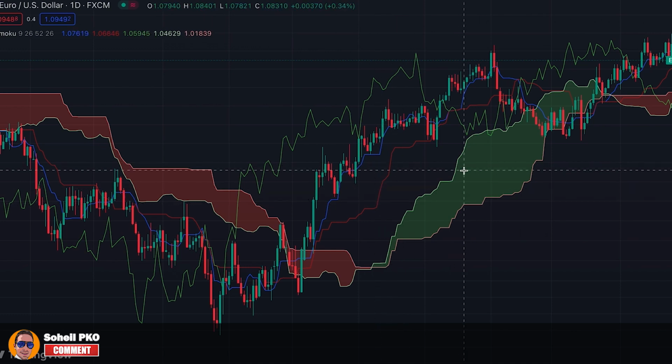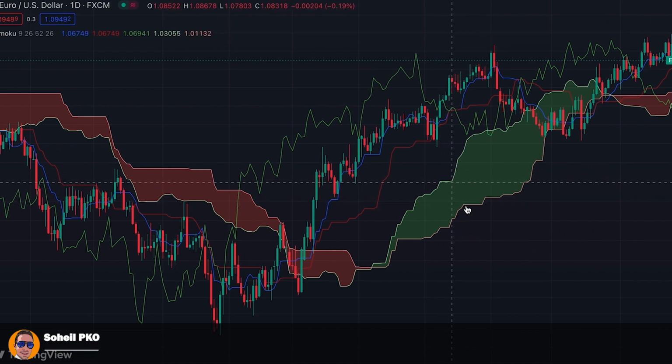The most important component of this indicator is the cloud, and as I just explained, it is formed based on these two lines, leading span A and leading span B.